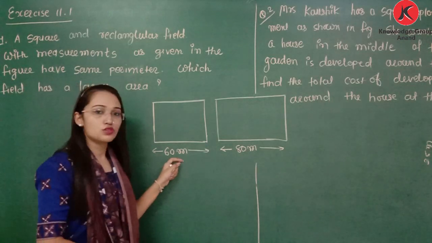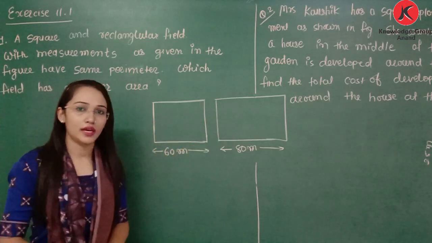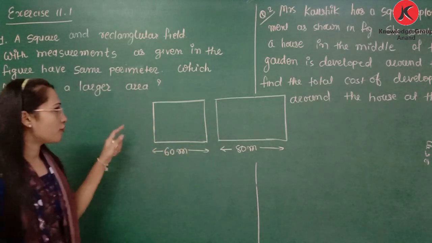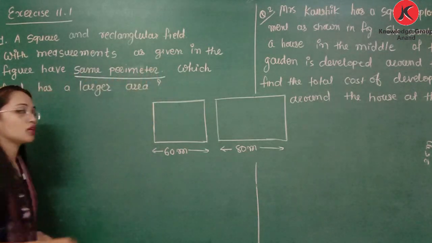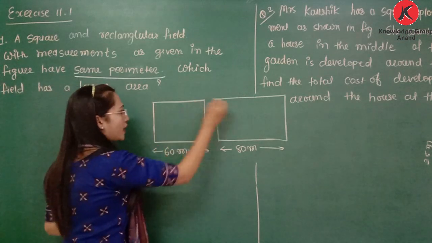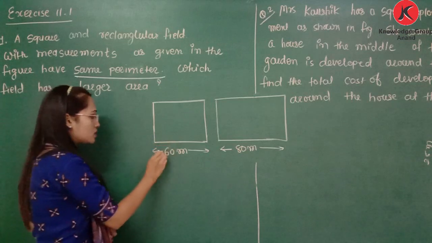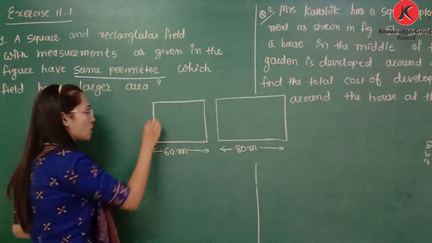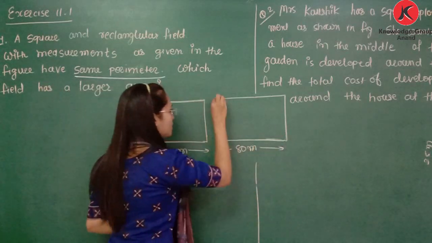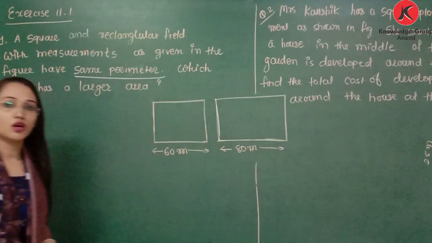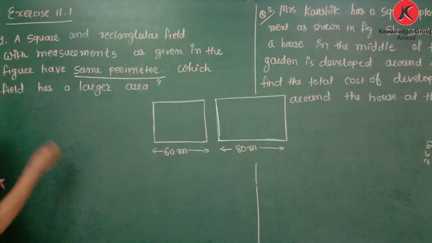So in the question these two figures are given. You need to find which encloses more area. So the first statement here says the perimeter is the same. It means the perimeter of the square and the perimeter of the rectangle are the same. In this square, one side is given as 60 meters, so all sides are 60 meters. But in the rectangle, only one side is given, the breadth is not given.